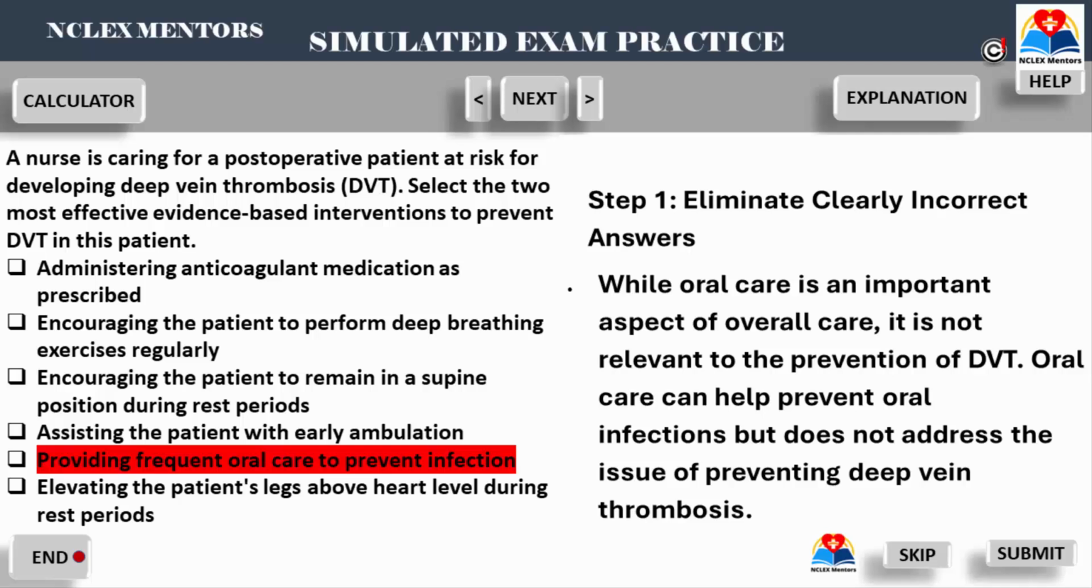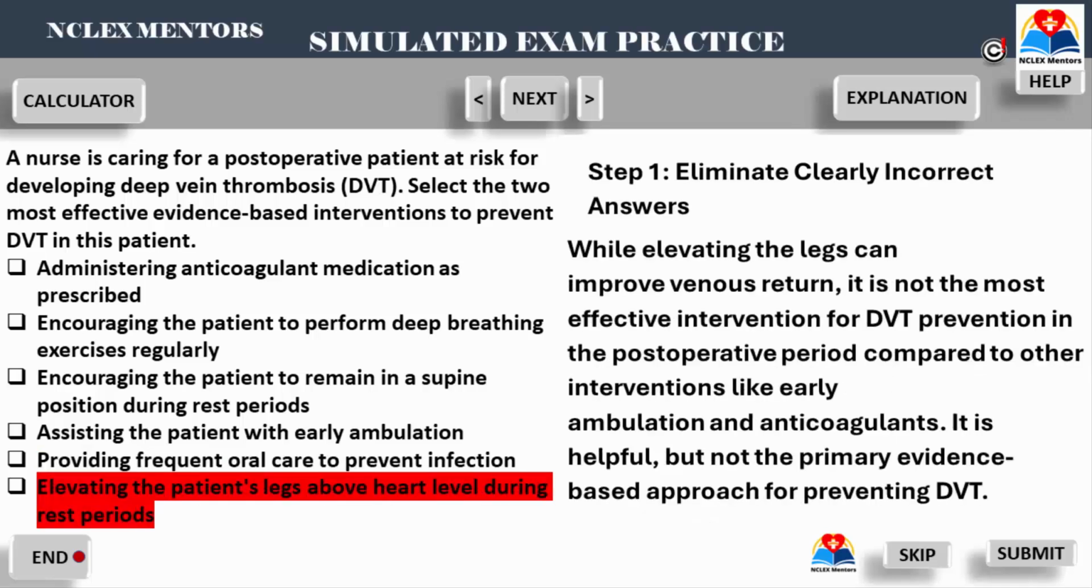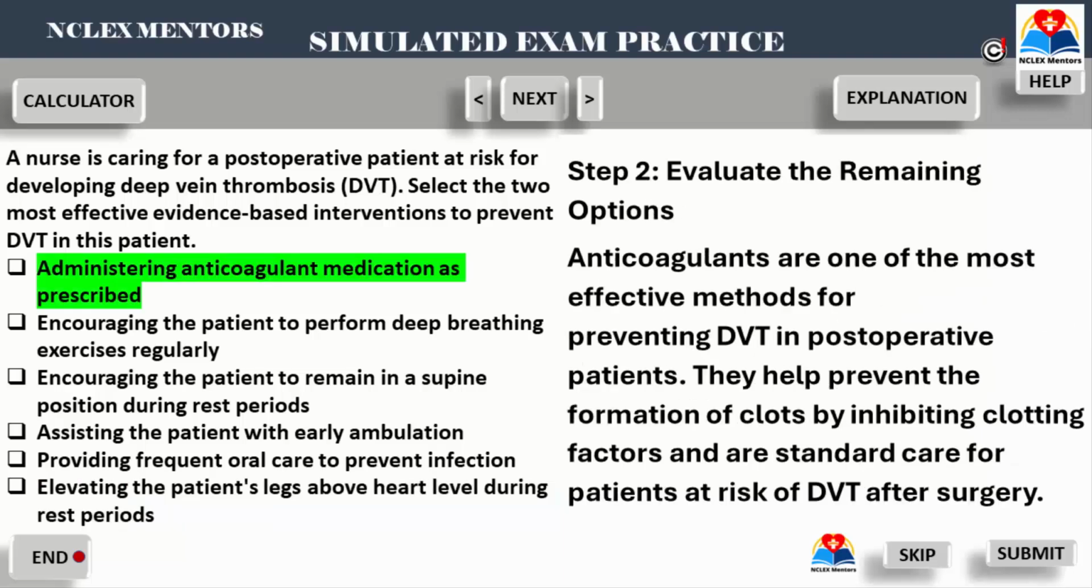Good for hygiene, but completely irrelevant for DVT prevention. Oral care helps prevent infections, not blood clots. Eliminate this option. Elevating the patient's legs above heart level. Sounds like a good idea, right? But while leg elevation can improve venous return, it's not the best strategy for preventing DVT in a postoperative patient. Compared to walking and anticoagulants, leg elevation is less effective. Eliminate this option.